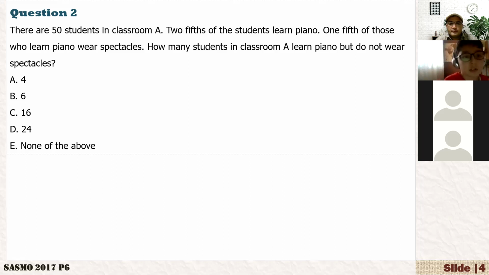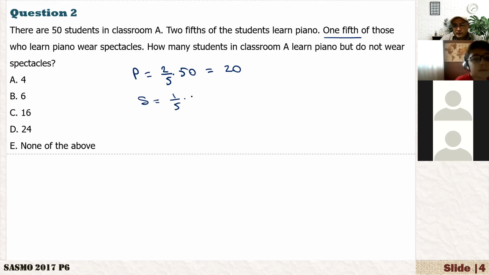My answer is 16. Okay, so first it says there are 50 students in classroom A, right? Yes, 2/5 of the students learn piano. That's equal to 2 times 50, 100 divided by 5. That's equal to 20 students learn piano. And one fifth of 20 is equal to 4, and 20 minus 4 is equal to 16.